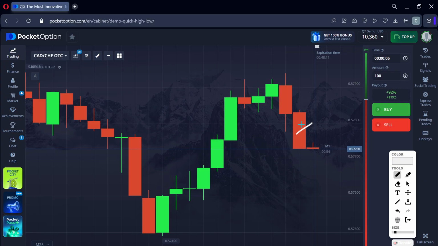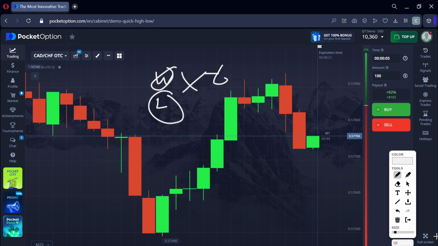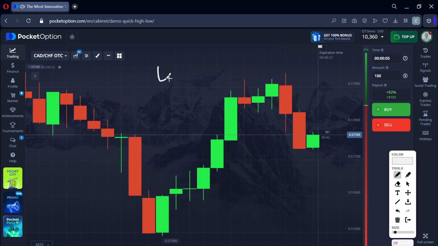So if you either have a win or a loss, regardless of which one happens, you need to not take another trade. So do not take another trade. What you need to do is wait.